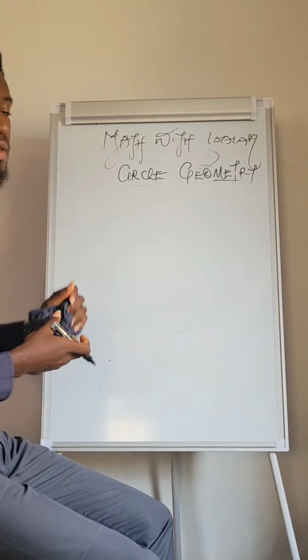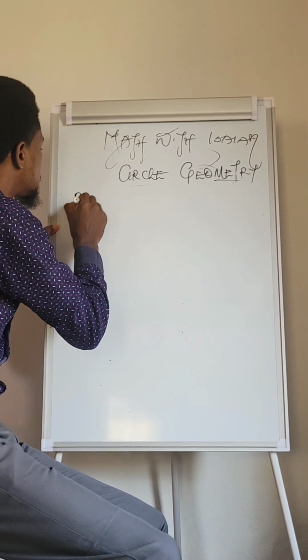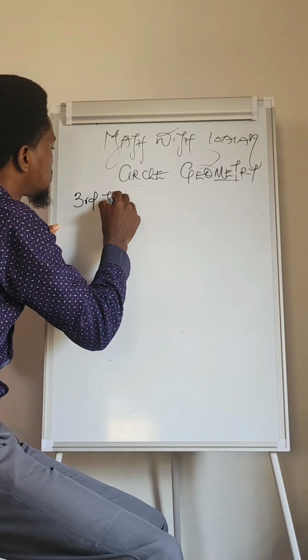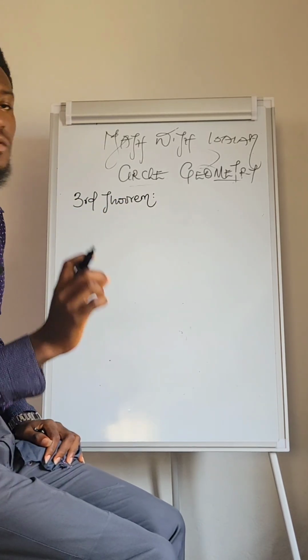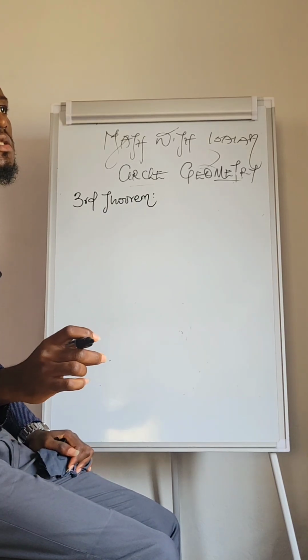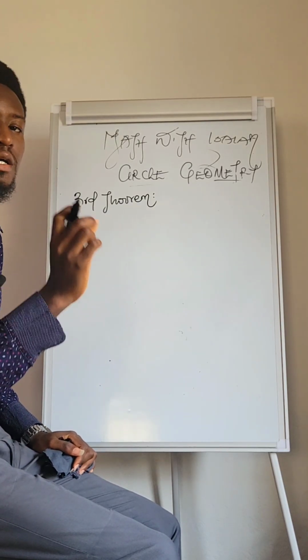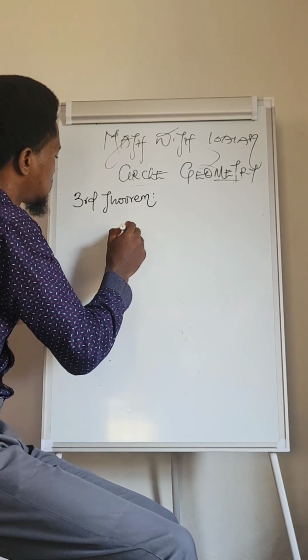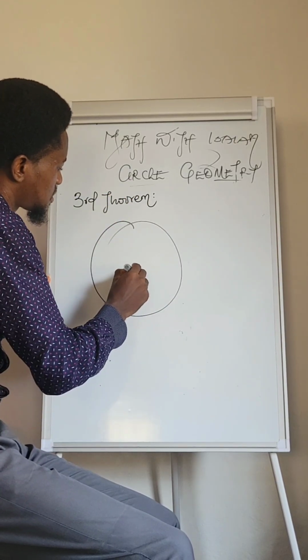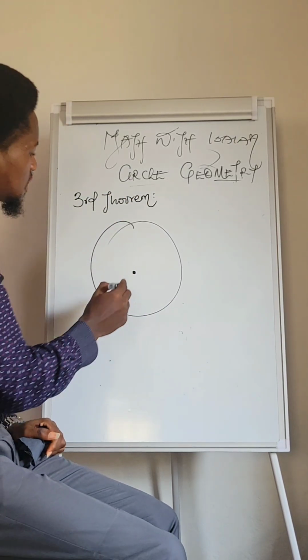We did 2 theorems. Now this is going to be the 3rd theorem. Very quickly, straight to the point. The theorem states that the angle subtended by an arc. Let me draw it. So this is a circle. Now this is an arc.